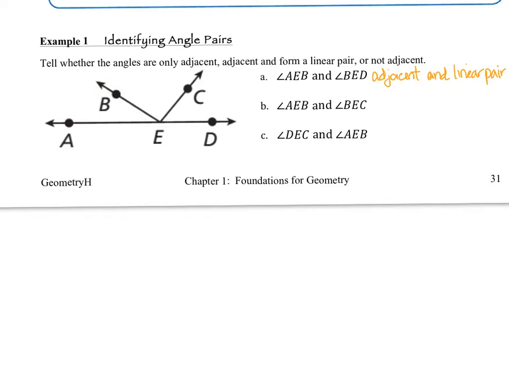The next pair of angles we're going to be looking at are angle AEB and angle BEC. We notice that these 2 also have a common side and also have a common vertex, but they do not form a line. So these are adjacent but not a linear pair.